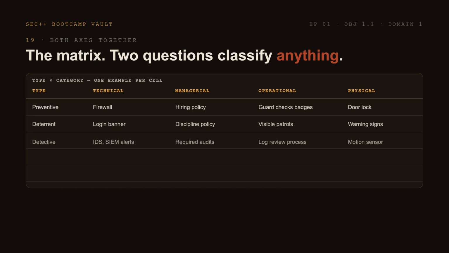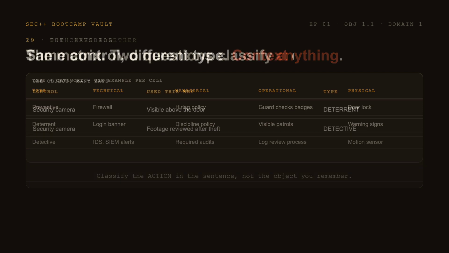Do not try to memorize all 24 boxes. Just memorize the 2 questions. Who makes it happen? That gives you the column. What does it do about the threat? That gives you the row. With those 2 questions, you can classify a control you have never even heard of in about 5 seconds.